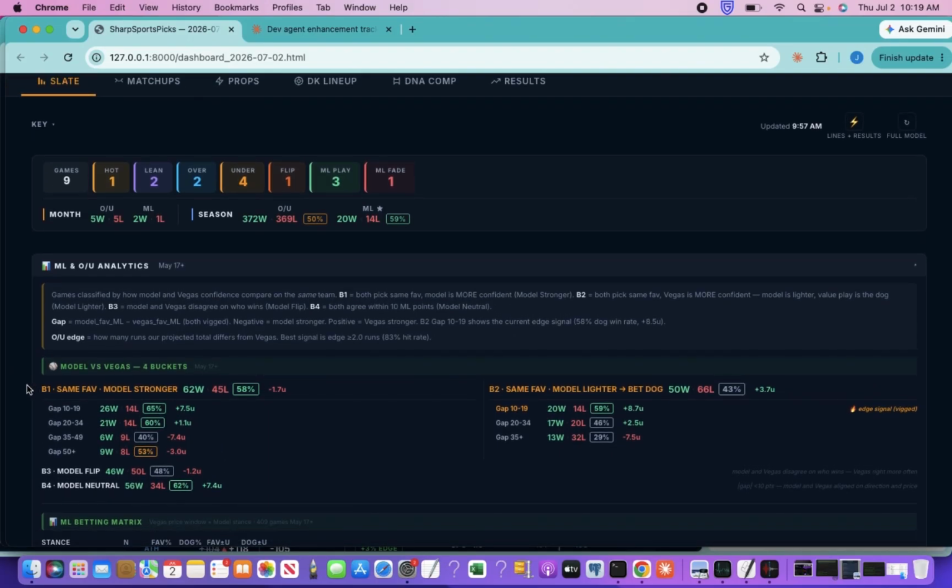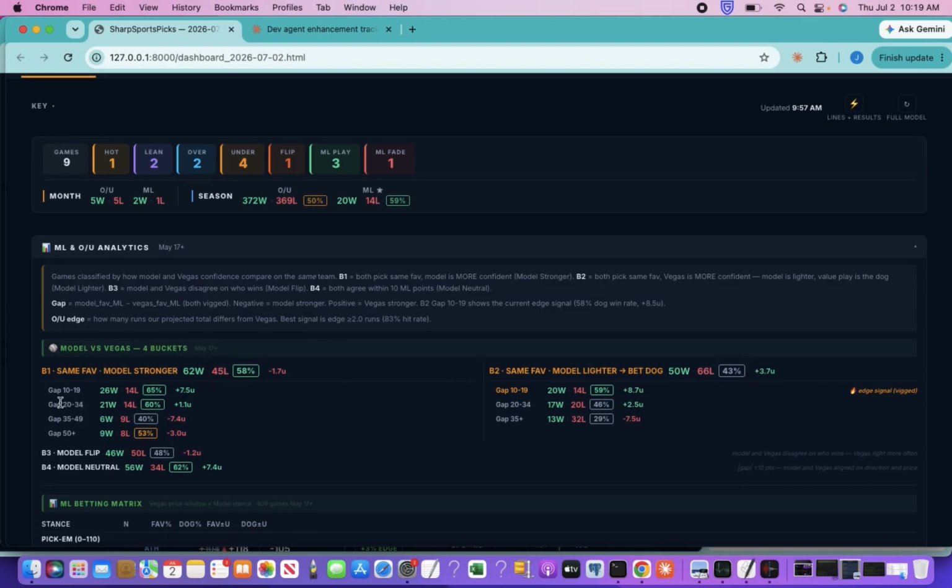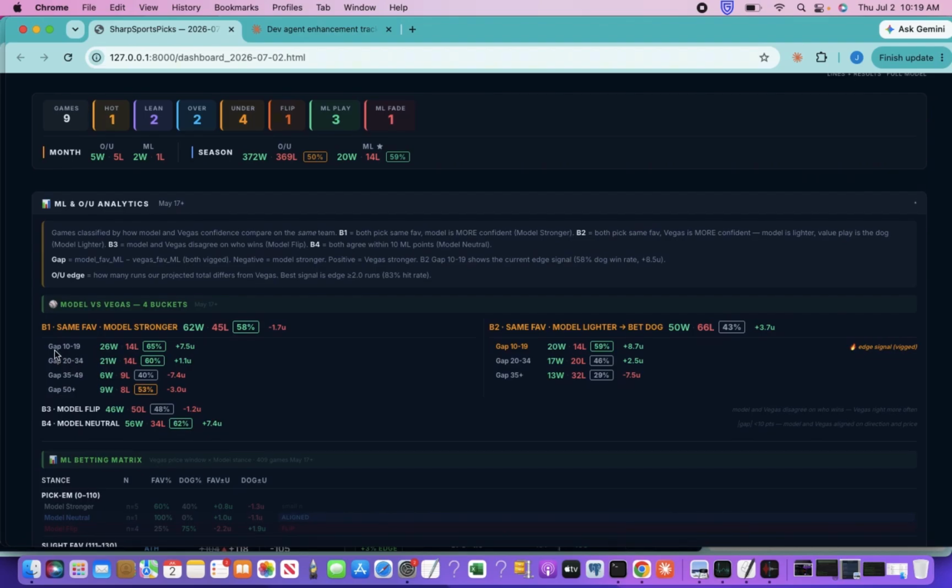So a few things that stood out. This is the first bucket, which is we have the same favorite, the model's just stronger. So we're 62 and 45, but down minus 1.7 units. And that comes from when you're betting money line favorites and a minus 300 loses, that just will mess up your units. No one really plays minus 260 straight up. So that's why we go a little in depth.